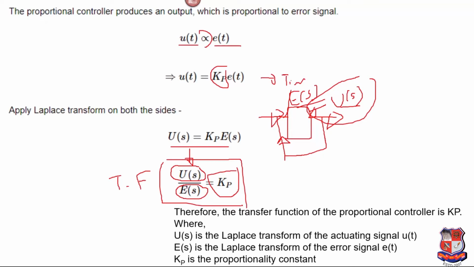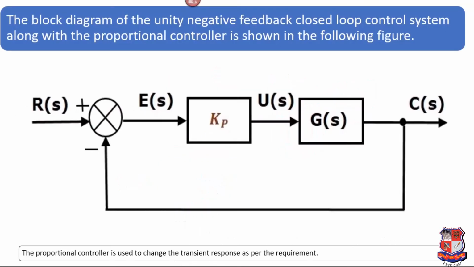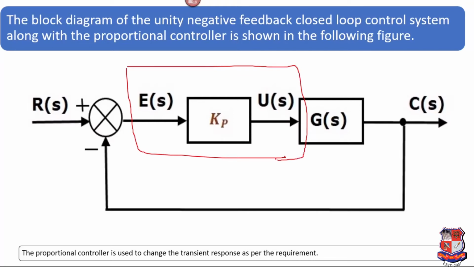Now see how the block diagram can be drawn. Ultimately we have to draw this first. This one is my input, the error signal, and this one is my actuating signal, which is the output. The actuating signal provides some transfer function. In that case we have to provide one block, so we get some output over there in the form of CS.